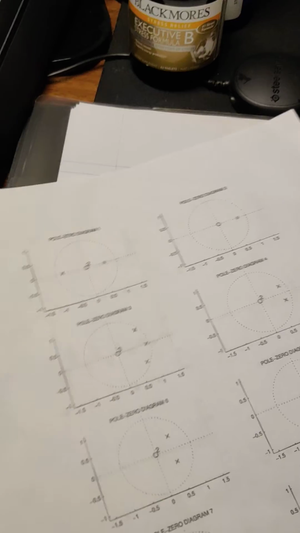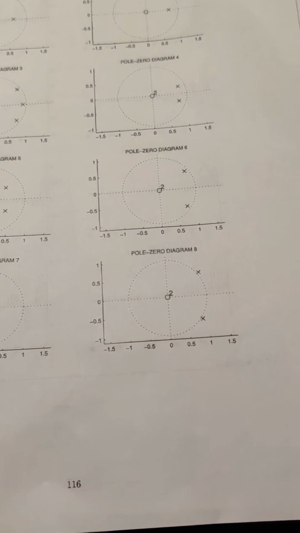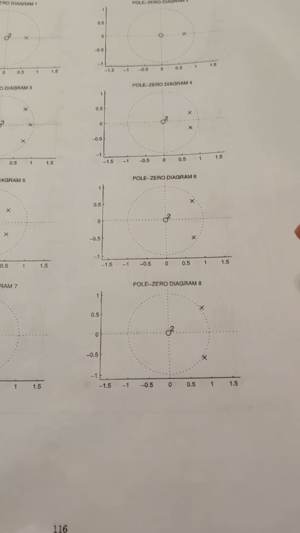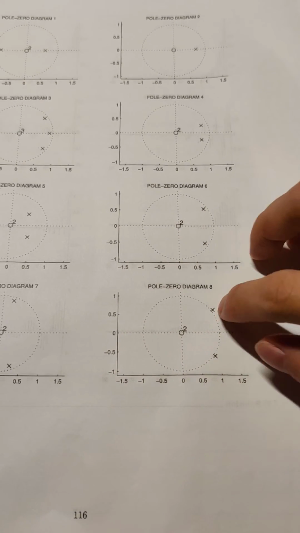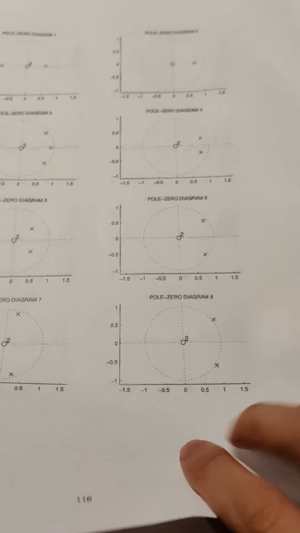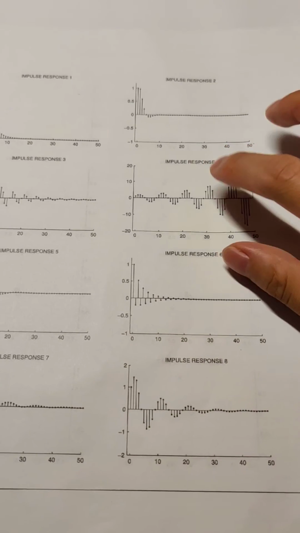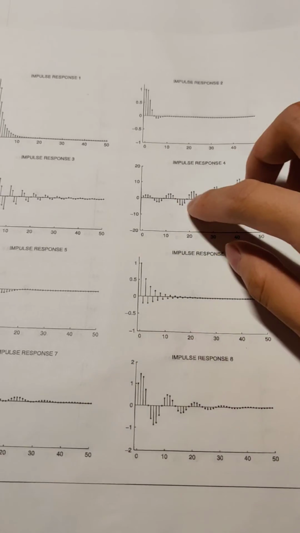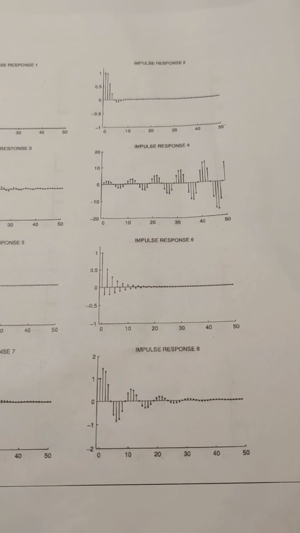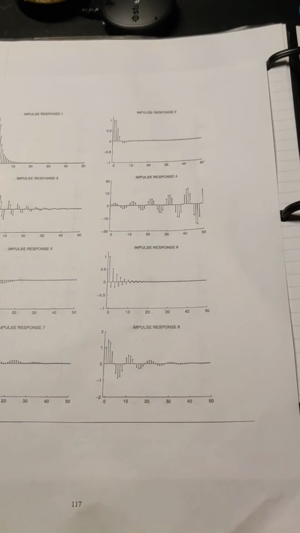So we go to the last pole-zero diagram, diagram 8. Actually, diagram 8 is very easy, because we can see the pole is outside the unit circle, which means this system is unstable. Only impulse response 4 is unstable, because it always diverges. And this is question number 9. Thank you.